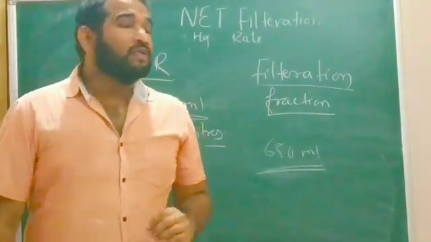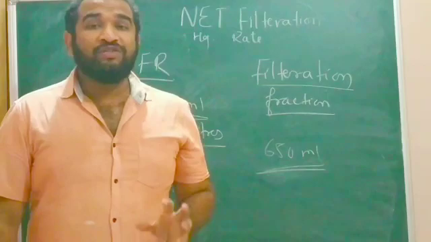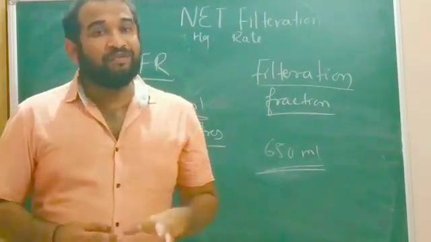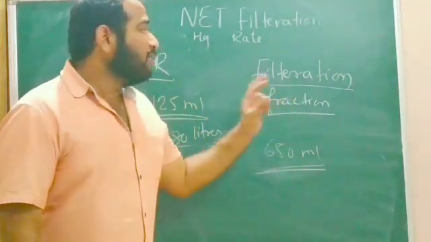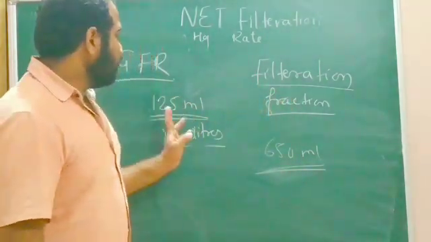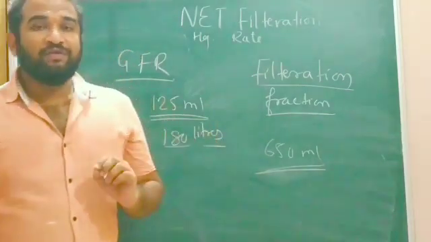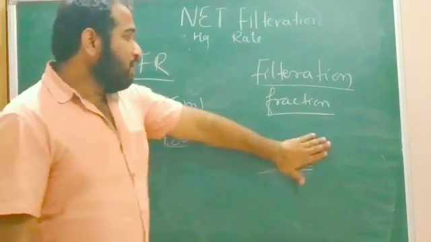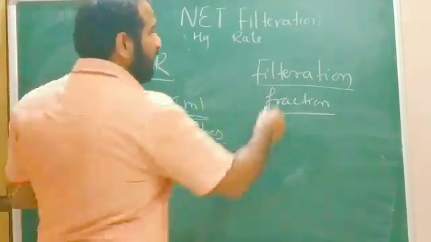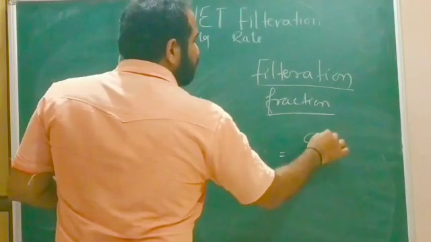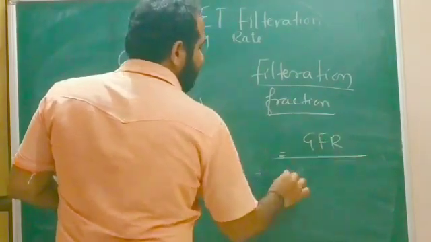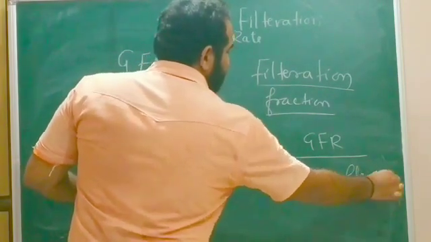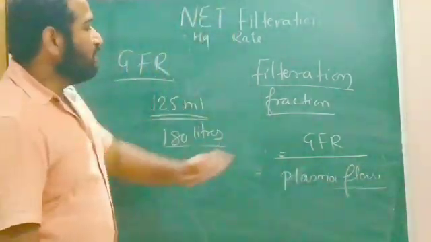But now we will see about the filtration fraction. Now what is filtration fraction? The fraction of the plasma that becomes the filtrate is called the filtration fraction. We all know that per minute 125 ml of filtrate is formed, which is called the GFR. So we have to put that into a formula. Filtration fraction is equal to GFR divided by the plasma flow.